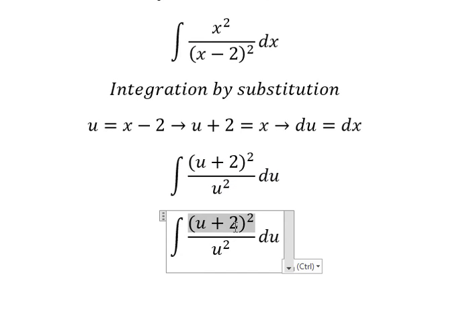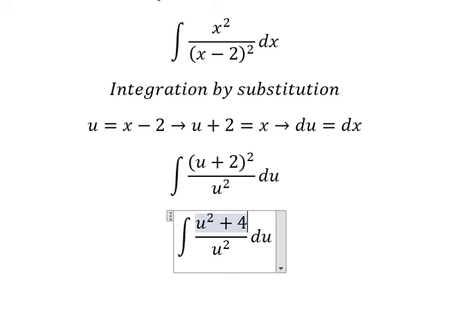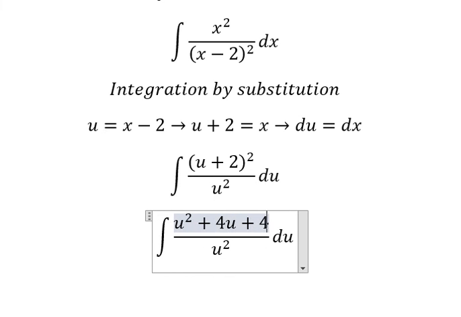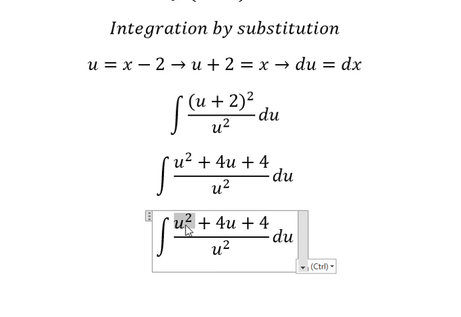Now we need to expand this one. So this one divided by this one, u divided by u squared, 4 divided by u squared, and now we have like this.